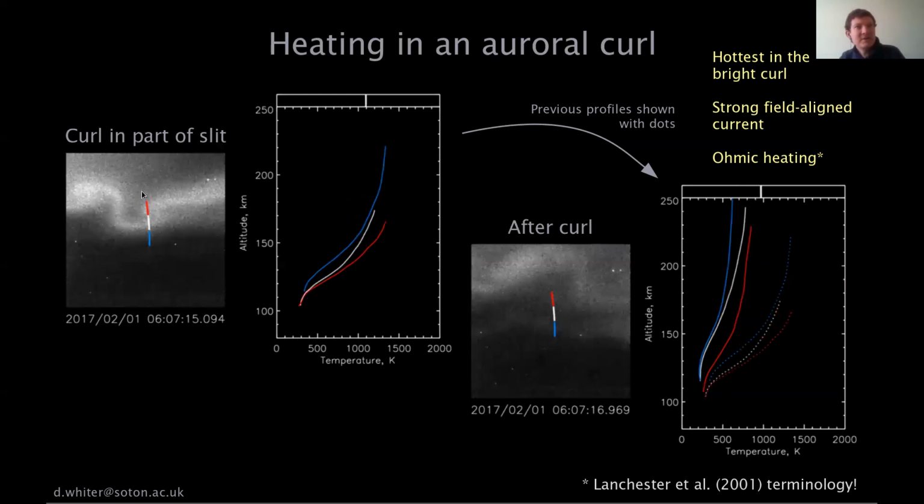A bit later on, the curl was still in just part of the slit, and the blue one has started to cool. And then after the curl passed out of the spectrograph slit, again it's cooled further. So within the curl we had these hot profiles, and then we're not out of the aurora yet, so I don't think we're in the region where there's strong Joule heating and strong electric fields, but we're out of the region of intense field line currents. So the temperature's cooled. Okay, so there's two different types of heating we could see in the fine scale aurora: the Joule heating adjacent to the arc, and then ohmic heating from field line currents within the arc.